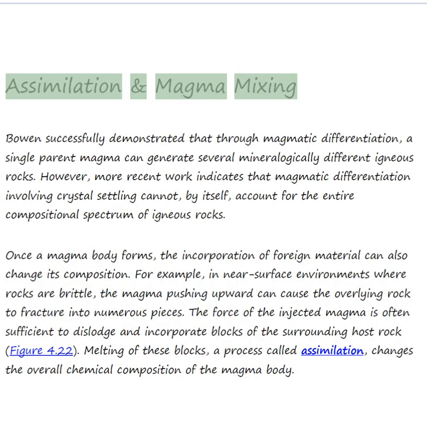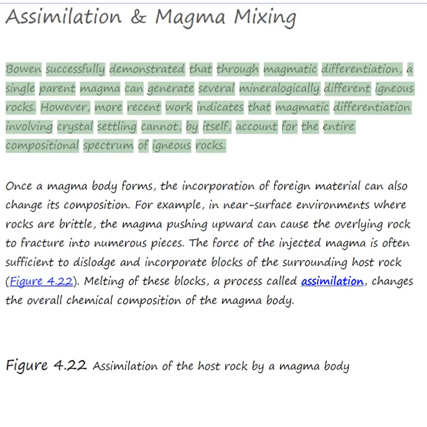Assimilation and magma mixing. Bowen successfully demonstrated that through magmatic differentiation, a single parent magma can generate several mineralogically different igneous rocks. However, more recent work indicates that magmatic differentiation involving crystal settling cannot, by itself, account for the entire compositional spectrum of igneous rocks.